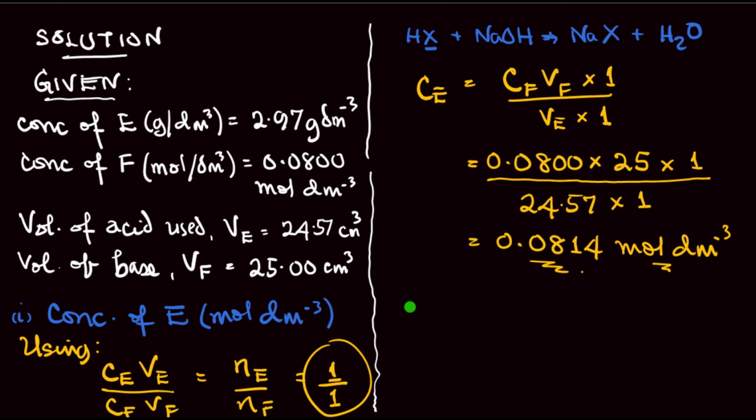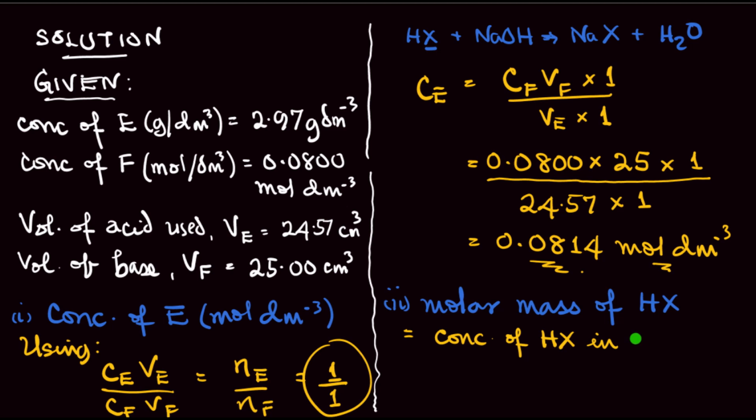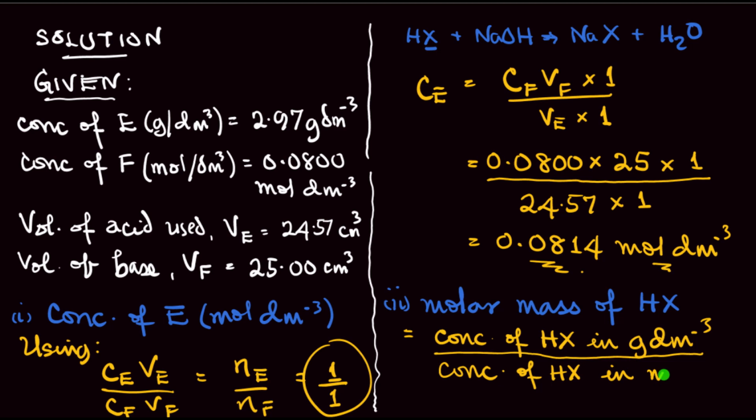So the next item you're asked to find is the molar mass of HX. I told you that since we do not know the value of X, there's no way you can calculate the molar mass from its relative atomic mass. So you have to use another formula, which is what we are going to use now. So 2. Molar mass of HX: we are going to use the formula concentration of HX, which is our E, in grams per dm cube, divided by concentration of HX in moles per dm cube.